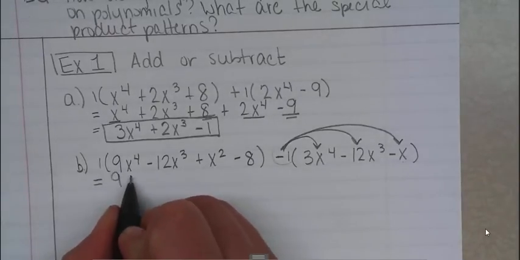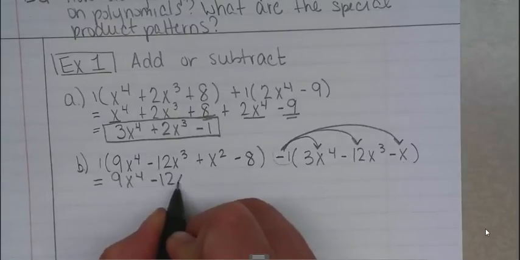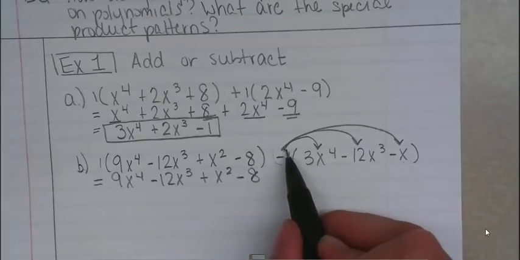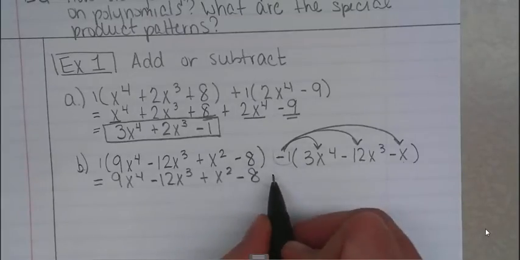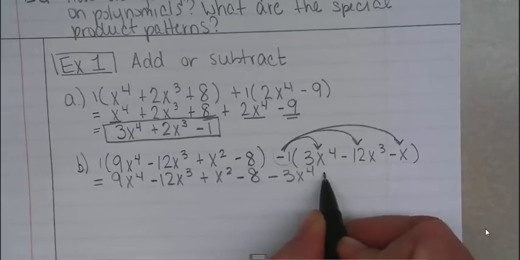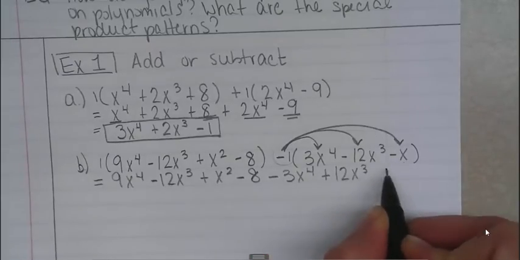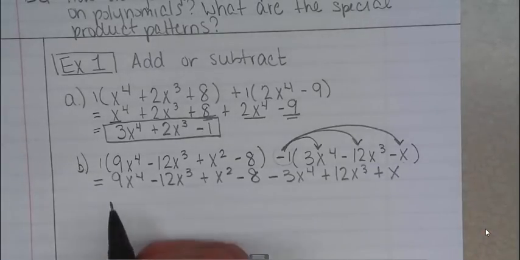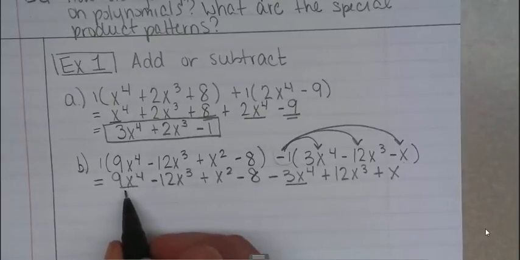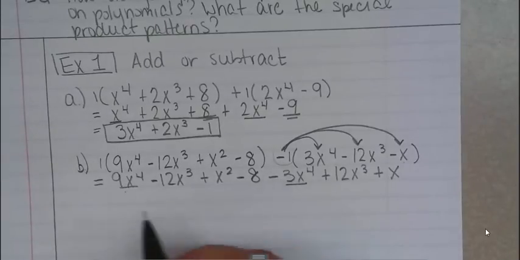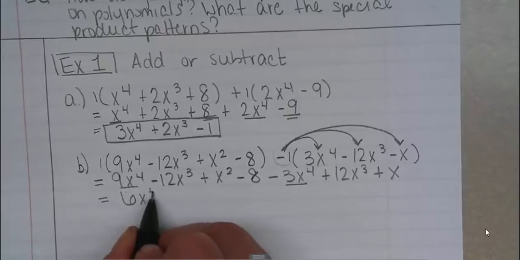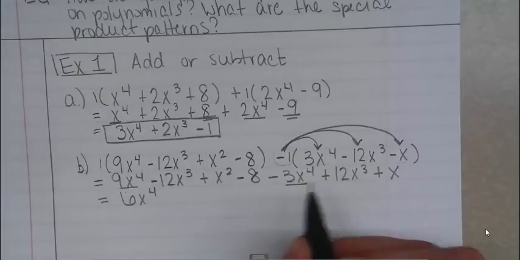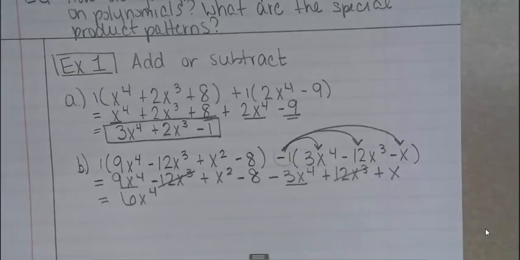Okay, so I'm going to have 9x to the 4th minus 12x cubed plus x squared minus 8. And now I'm going to distribute that negative 1. So when I distribute negative 1, I get negative 3x to the 4th, positive 12x cubed, and positive x. Now it's time to combine like terms. So I see some x to the 4th. So it's a 9x to the 4th and a negative 3x to the 4th, 6x to the 4th. I've got a negative 12x cubed and a positive 12x cubed. Those are gone. Don't even deal with them.